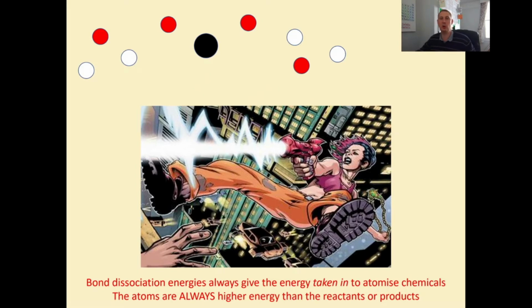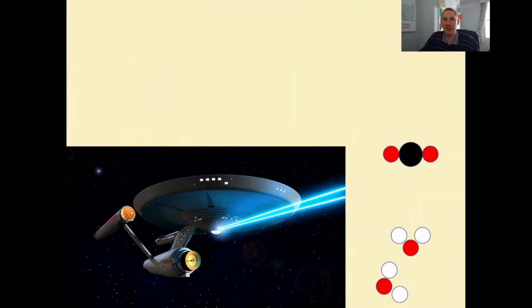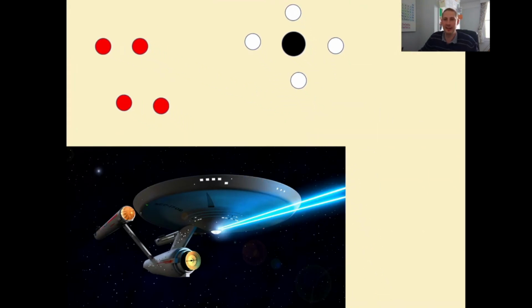Bond dissociation energies always give the energy taken in to atomize the chemicals. The atoms are always higher in energy than the reactants or products. You need to know that. When you atomize these things, it's always high energy. It doesn't matter whether you are turning the reactants into atoms or whether you are turning the products into atoms. You can guess what else I was a fan of. It always takes energy.